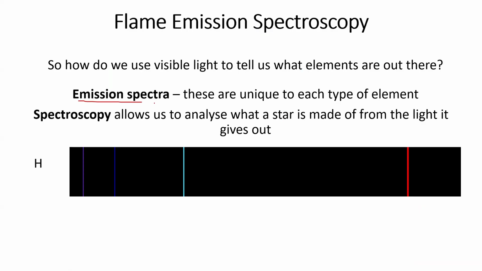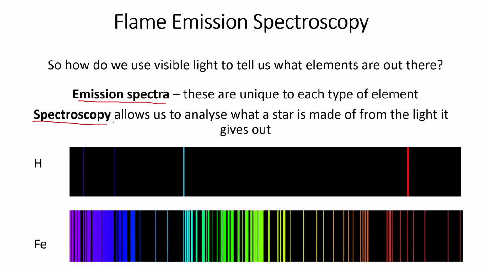Now, emission spectra and spectroscopy. When each one of those is heated up, they give out different colors, based on their electrons, from all the energy that is then released.